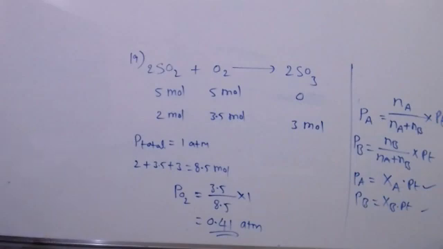Question number 20, the answer is C. 2 HI gives rise to H2 plus I2. The equilibrium constant of the above reaction is 6.4 at 300 Kelvin. If 0.25 mole of each of hydrogen and iodine are added to the system, the equilibrium constant will be.